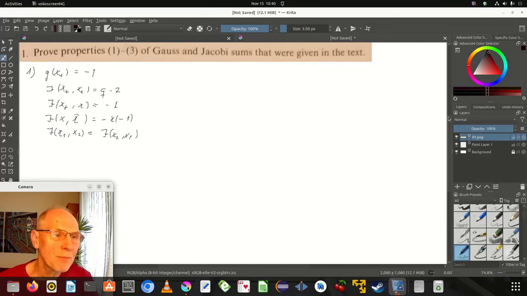Maybe I should have taken a picture of these formulas we need to prove, but I didn't. So it just took a little time writing them up.